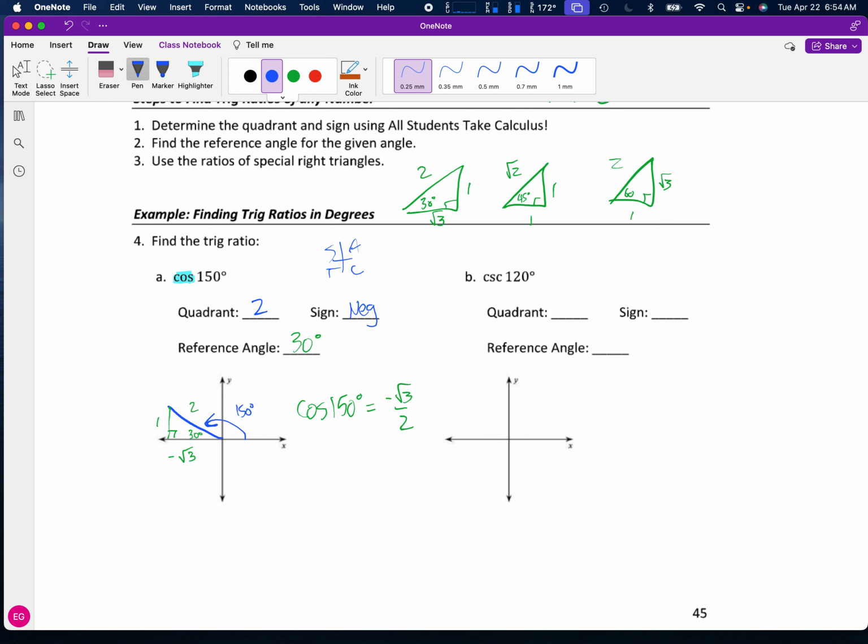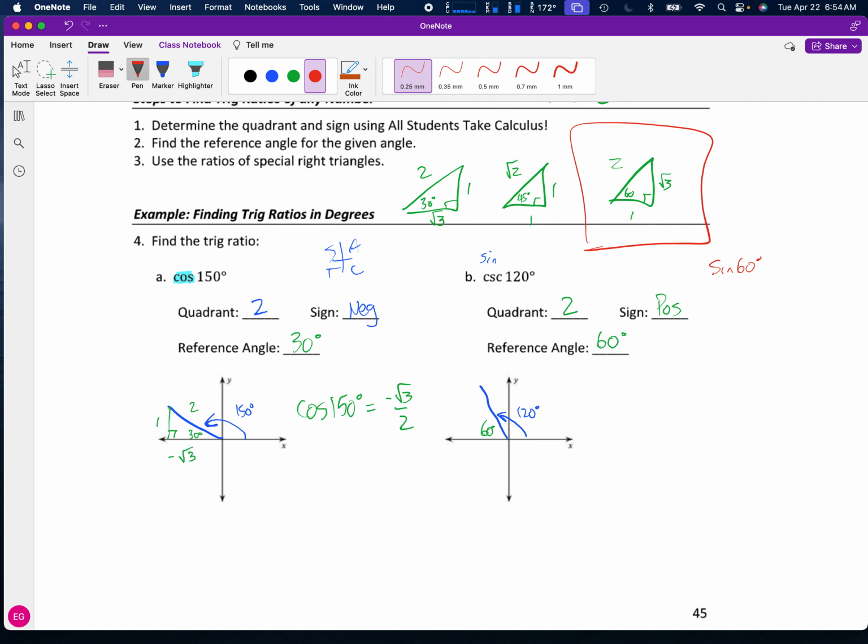So I have cosecant of 120. We know that cosecant is really a sine, so we're really thinking about a sine value right this second. We have 120 would be right here. Its reference angle is going to be 60. So I am in quadrant 2, sine is positive in quadrant 2, and its reference angle would be 60. So what I'm going to do is look at this triangle right here, and say, what is sine of 60 in this triangle?